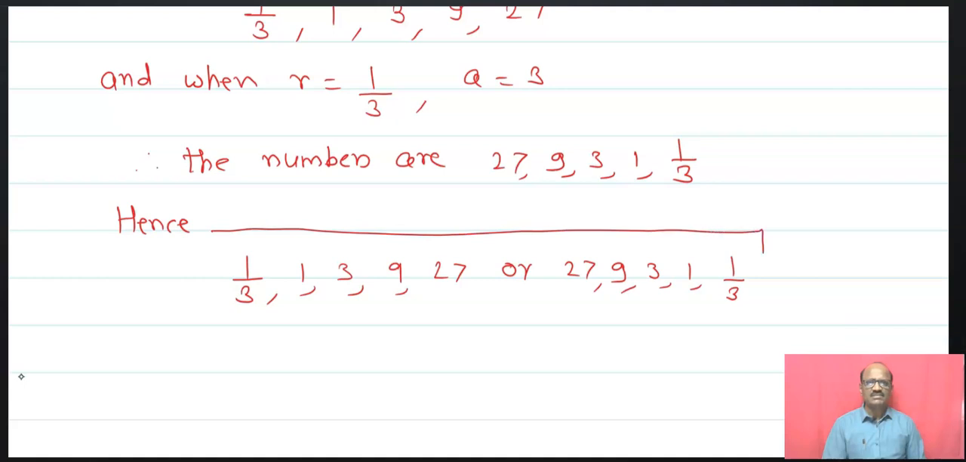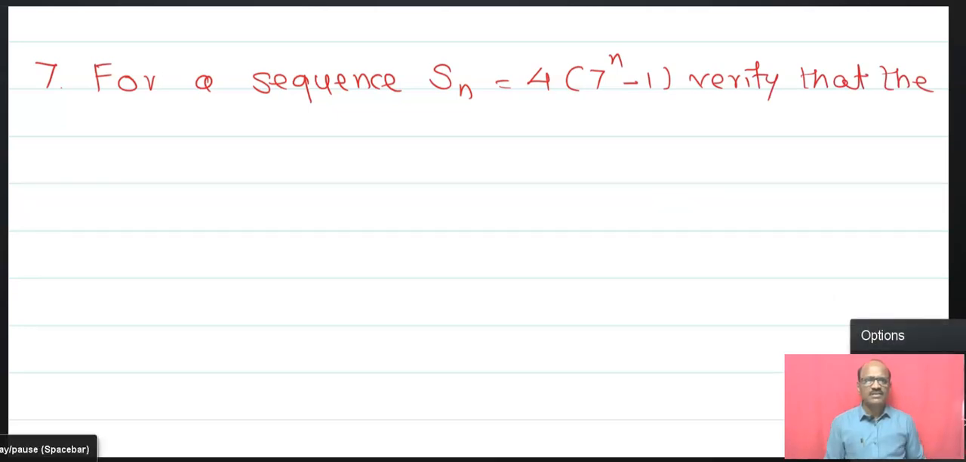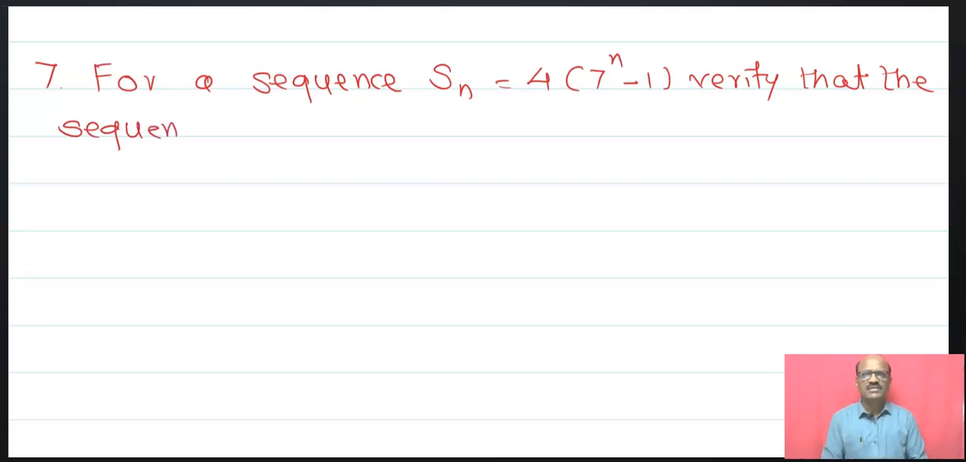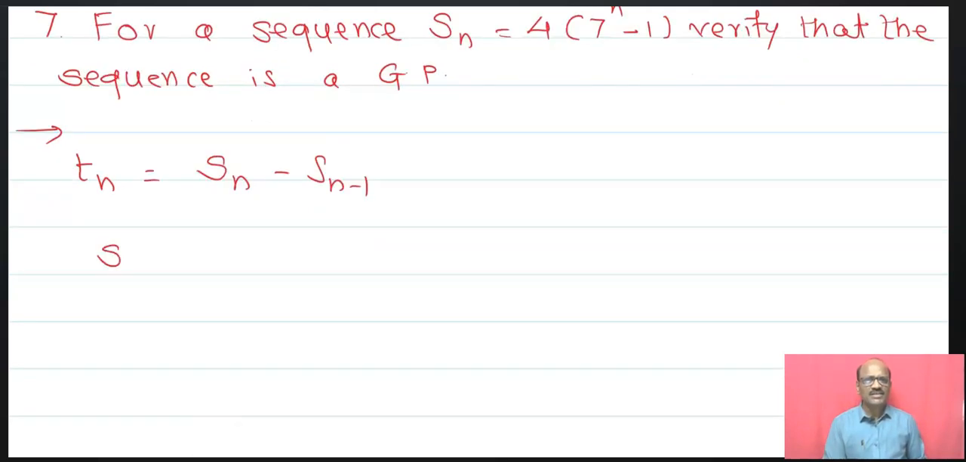Now the next is question number 7: for a sequence Sn is equal to 4 in bracket 7 raised to n minus 1, verify that the given sequence is in geometric progression. Now, this is very simple. We first find Tn is equal to Sn minus Sn minus 1. Using this formula, we can find the value of Tn first of all.